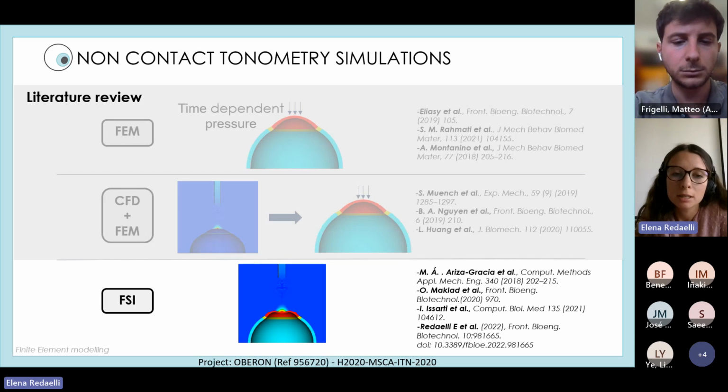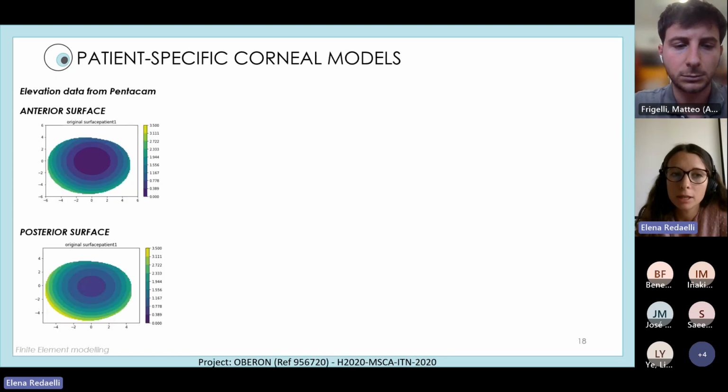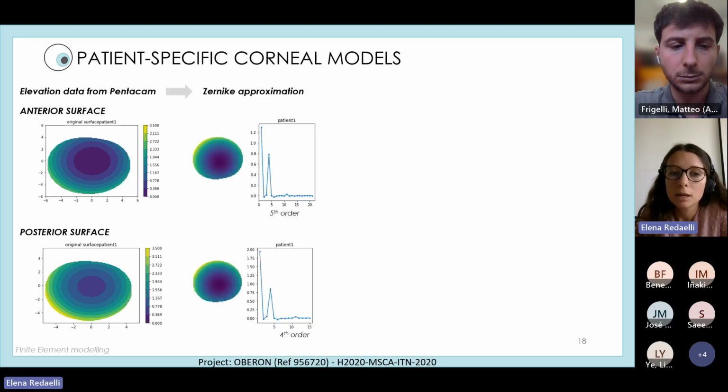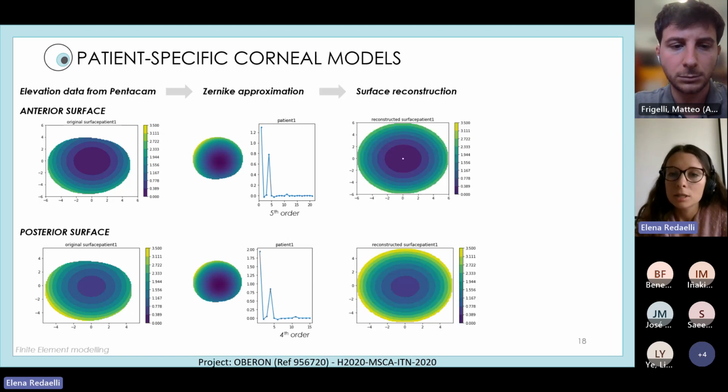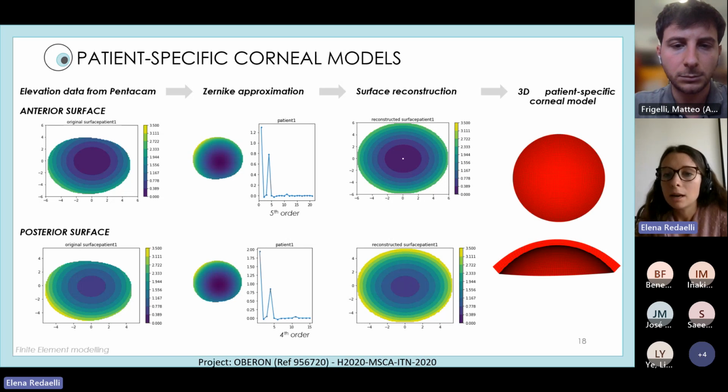Since I just explained the fluid part of my simulation, I'm starting from the structural part I have used for the fluid structure interaction simulation of the Corvis, and I've constructed a patient-specific corneal model starting from data from Pentacam. With the Zernike approximation of these surfaces, I've constructed the surface where we don't have data from the clinics, and this allows us to construct the patient-specific corneal model and properly mesh it.